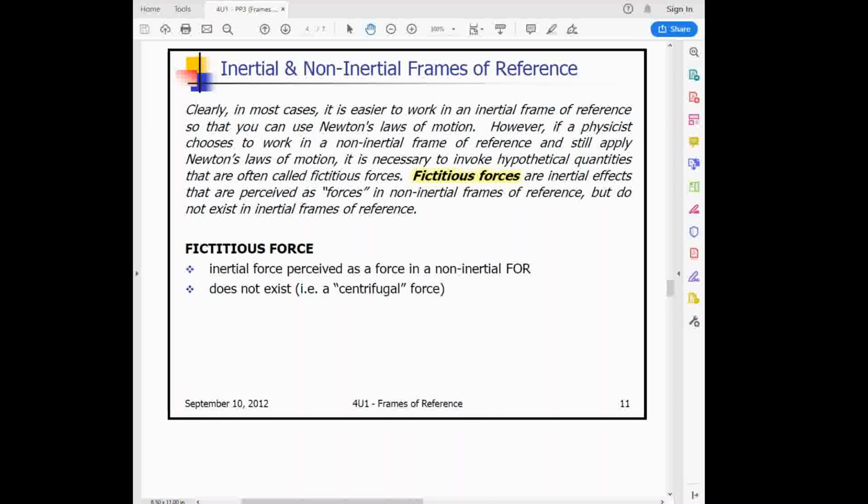So fictitious forces, this is something I'd like you to copy down. They are inertial forces that are perceived as a force in a non-inertial frame of reference. They do not exist, but we use them to create an inertial frame of reference. And within the inertial frame of reference, you could argue that they do exist because they represent those forces that would turn it into a non-inertial frame of reference. But in reality, they're not actual forces.